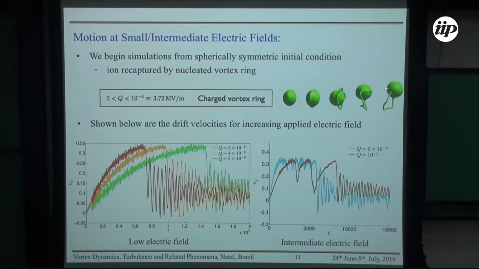And in these particular cases, for these very small values of the electric field, the ion ends up being trapped completely on the nucleated vortex ring. However, for intermediate values of the electric field, what we find is that the ion nucleates a vortex ring, but then it can escape and get recaptured, and you get this intermittent behavior, and so you begin to see large-scale oscillations.